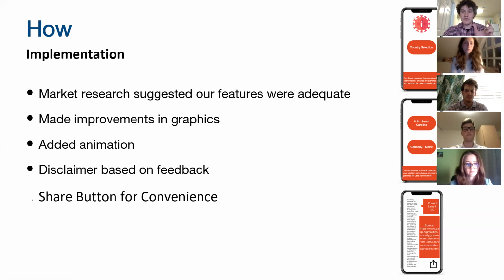We added a little disclaimer at the bottom because we saw that a lot of people were worried about the app tracking their location. So we just made sure that they knew that the app isn't going to know where you are at all times. There's no GPS on it. It's just to give you information about the best places to be and what the laws are in that state or country.